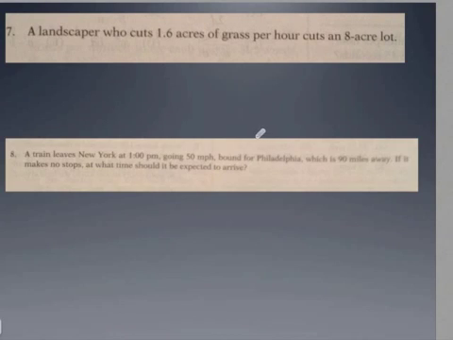If a landscaper cuts 1.6 acres of grass per 1 hour, then our rate is actually 1.6 acres per 1 hour. That is our rate. If we change the bottom number to anything other than 1 hour, it becomes a ratio. So at the same ratio, 8 acres will take how many hours? And then we can use our standard algebra technique to solve for this.